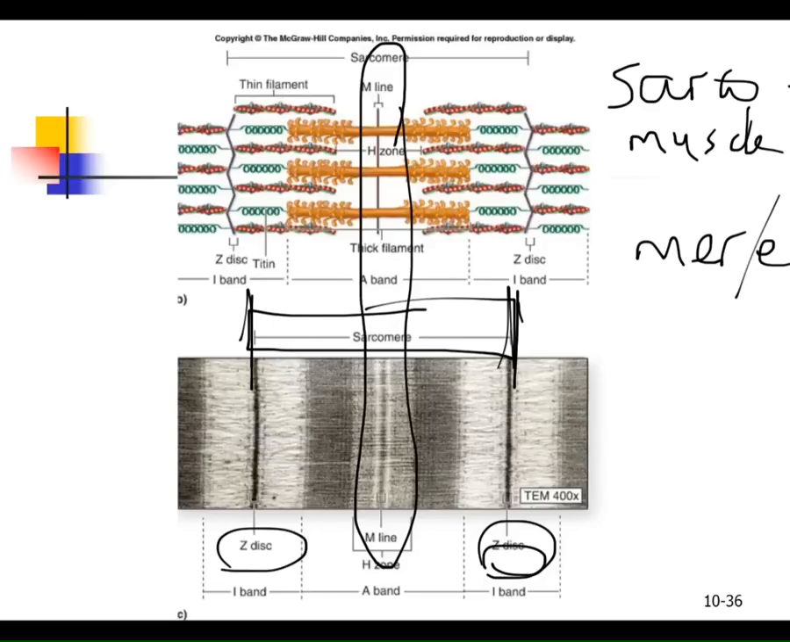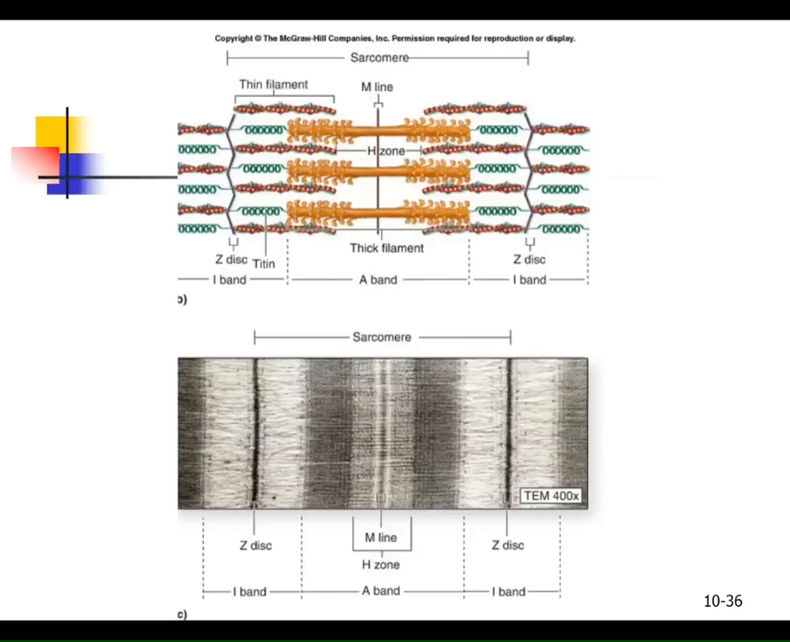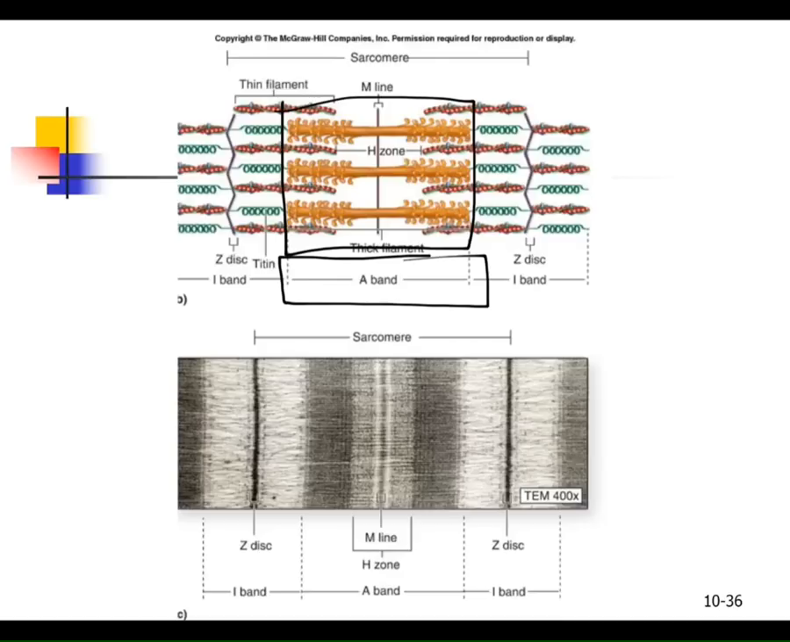Wherever I see just the thick filaments, the thick filaments are the same as the A band. The A band is going to be this darker area. From here to here, that's the A band. A is a wide letter, isn't it? It's a broad letter, thick filament, myosin.